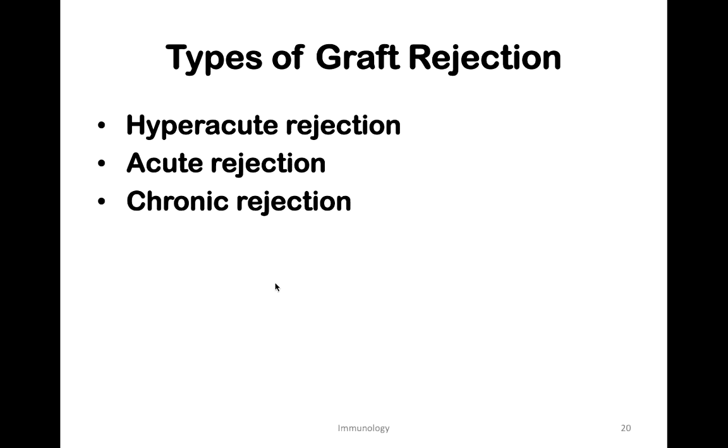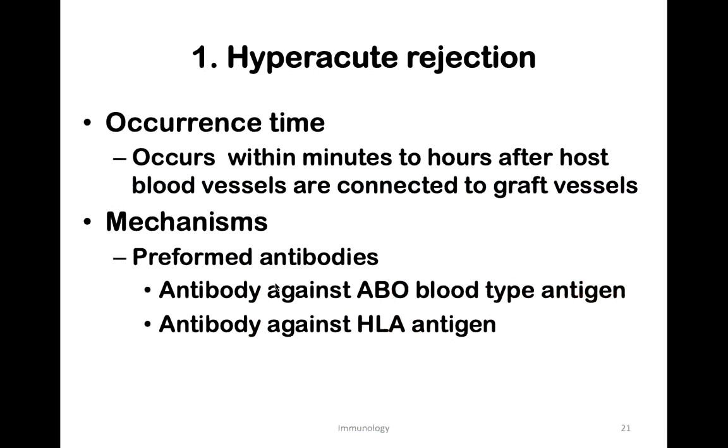If you talk about hyperacute rejection, in this type the rejection occurs almost immediately. It occurs within minutes to hours after host blood vessels are connected to the graft vessels. The mechanisms involved could be pre-formed antibodies: antibodies against the ABO blood type antigens, and antibodies against HLA antigens can mediate this. This means there will be no vascularization of the graft tissue. That means the blood vessels are not formed between the graft tissue and the host tissue.